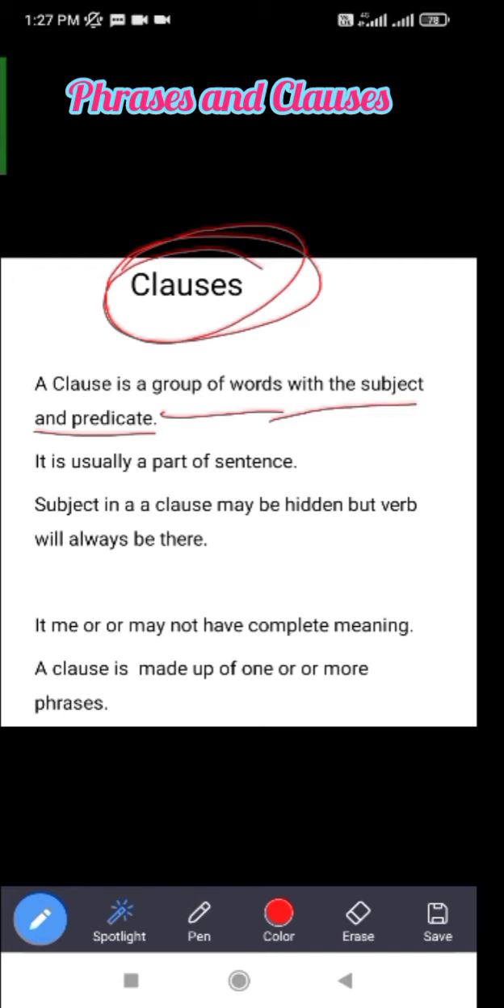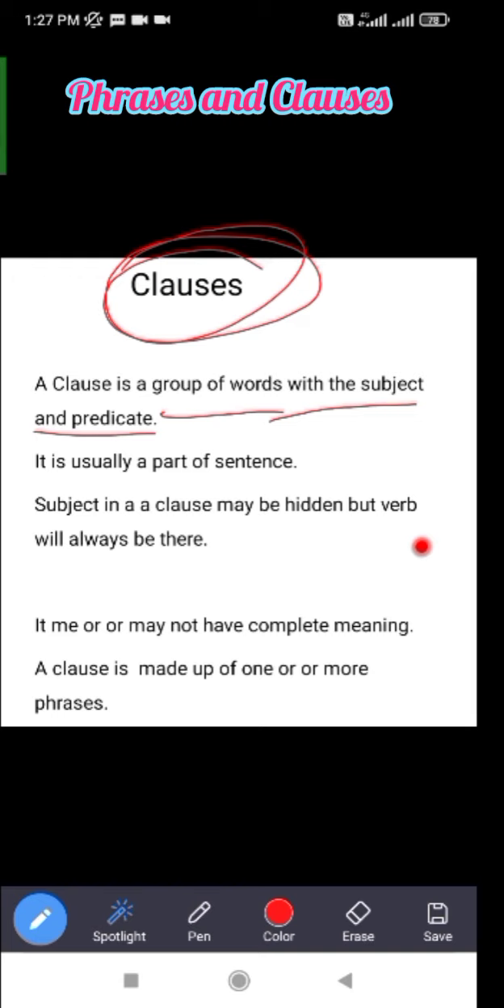Now a clause may be a sentence. It may give you complete sense, or it may not. Why? Because it may be part of a sentence, or it may be a complete sentence. It is usually a part of a sentence. As I have already said, phrases and clauses are the parts of a sentence. The subject in a clause may be hidden but the verb will always be there. These are the points which you have to keep in mind. Hidden doesn't mean it doesn't have one, it has, but the verb will always be there.